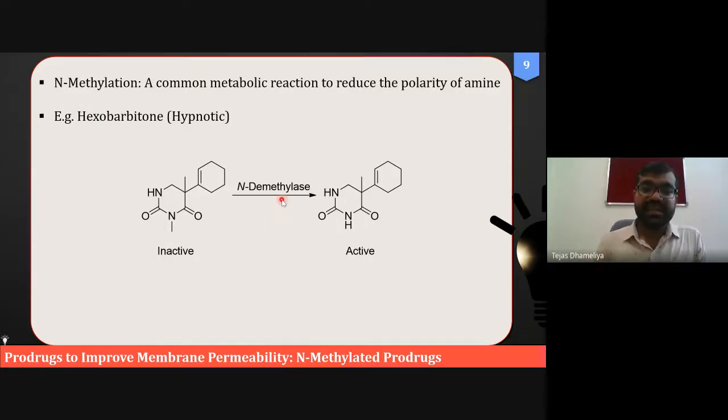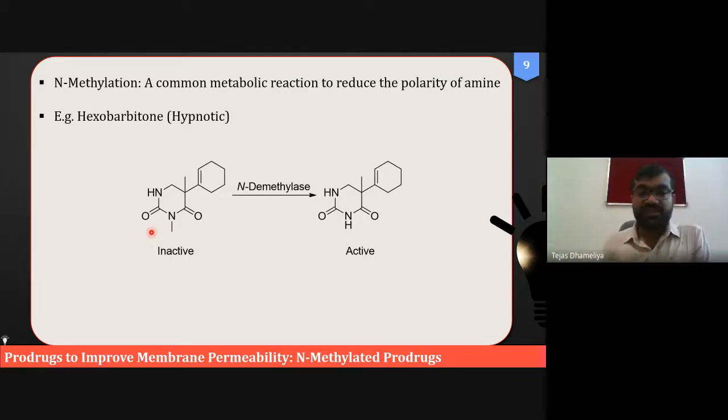And this N-demethylation is the work of the enzyme, but as a medicinal chemist, as a pharmacologist, one has to perform N-methylation of the active molecule of hexobarbital, and that can be achieved only with the help of N-methylation. Right, so the chemistry aspect is there, with the help of, let us say, methyl iodide, methyl chloride, we can perform this methylation of the active molecule and construct this prodrug, and the prodrug can be easily given to produce the hypnotic effect.